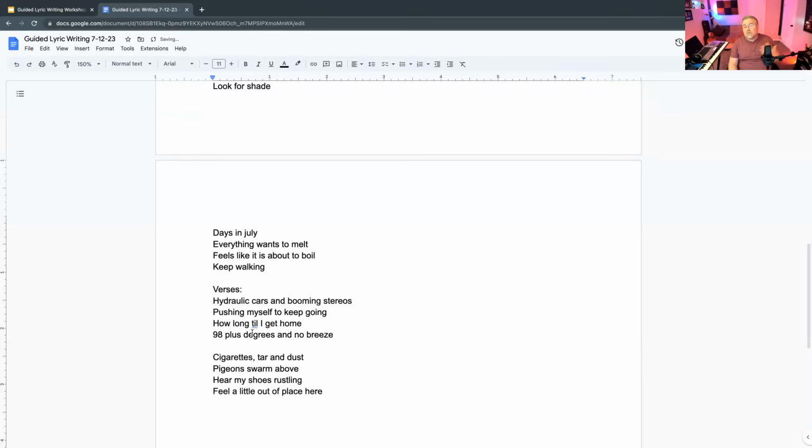So my verses would be: hydraulic cars and booming stereos, pushing myself to keep going. How long till I get home? 98 degrees and no breeze. Cigarettes, tar and dust, pigeons swarm above, hear my shoes rustling, feel a little out of place here. So it sounds disjointed right now, but you can add extra lines to make it start to sound more natural.